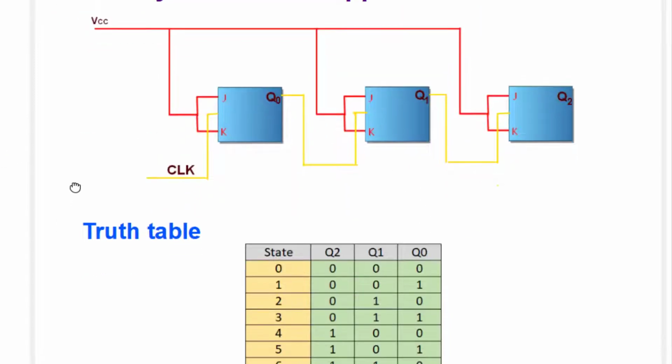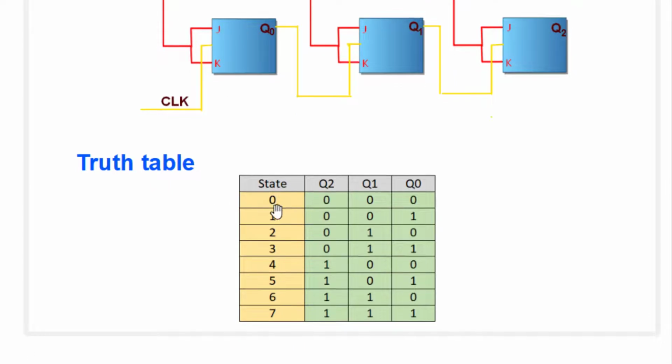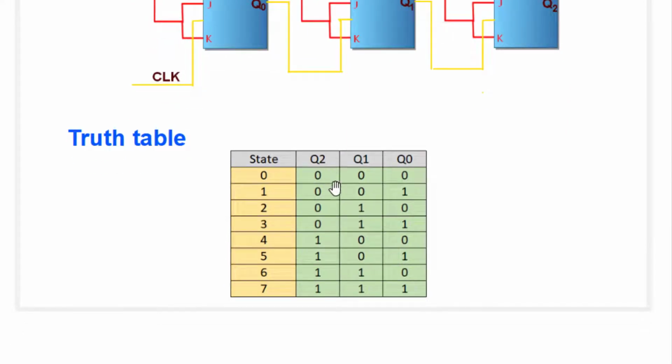When we start the clock, we get this output from Q0, Q1 and Q2: 0 0 0, 0 0 1, 0 1 0, and so on. This is a counter because it is counting states from 0 to 7, then it again goes to the reset state. So these are the states.